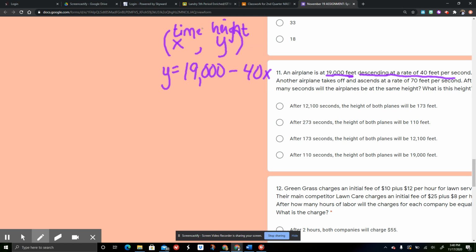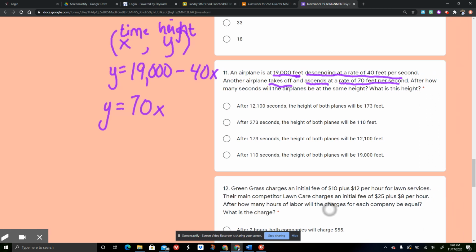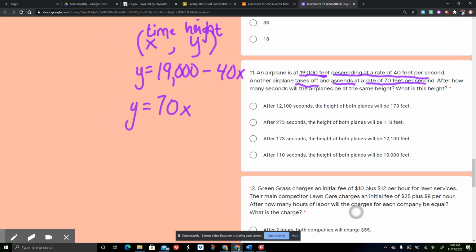The next equation comes from another airplane takes off. When a plane takes off, it's taking off from the ground, so the height is 0. And it's ascending. That means it's increasing. So it's going to be a positive rate of 70 feet per second. So y equals 70x. So I have my two equations, and it wants to know after how many seconds will the airplanes be at the same height, and what is this height?